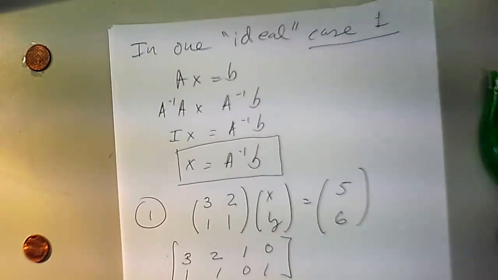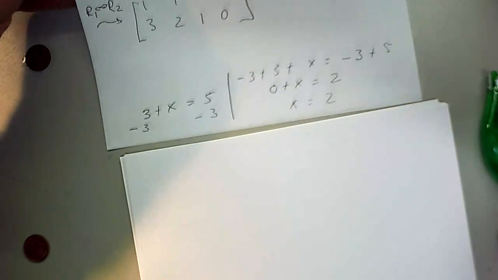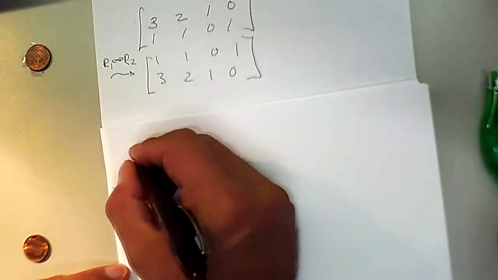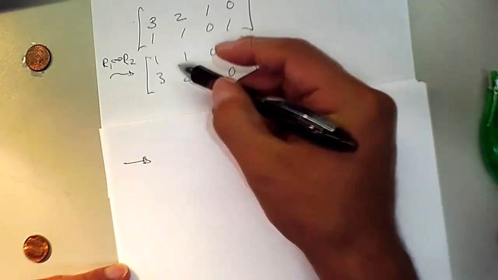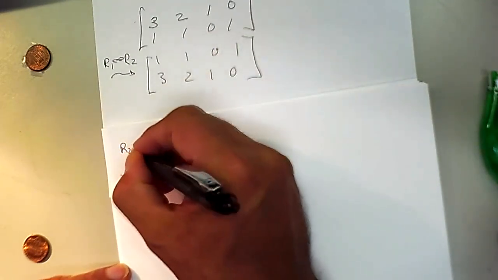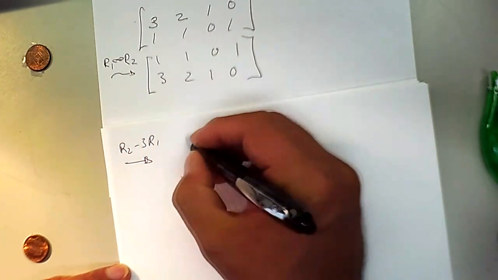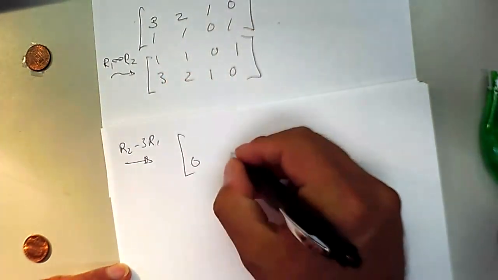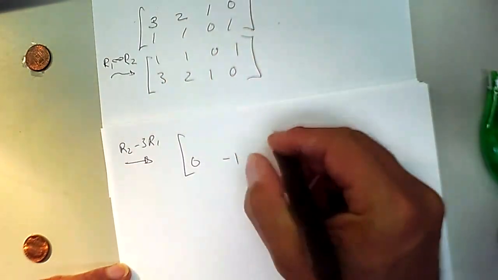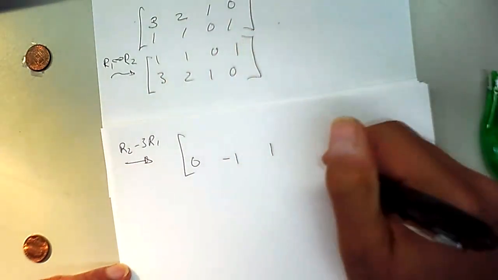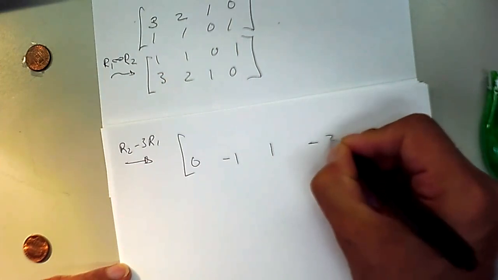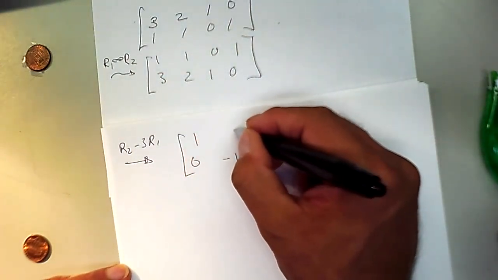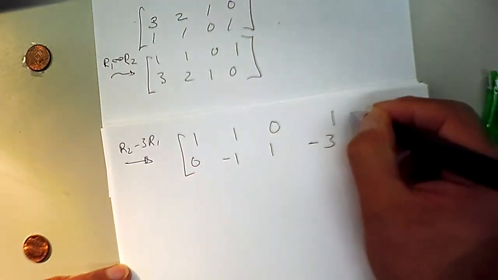I'm going to move on to a new page. So then what should we do here? We can subtract from R2 3 times R1. So we have 3 minus 3, 0, 2 minus 3, negative 1, 1 minus 3 zeros, still 1, 0 minus 3 times 1 is negative 3, and then the first row remains as is, 1, 1, 0, 1.